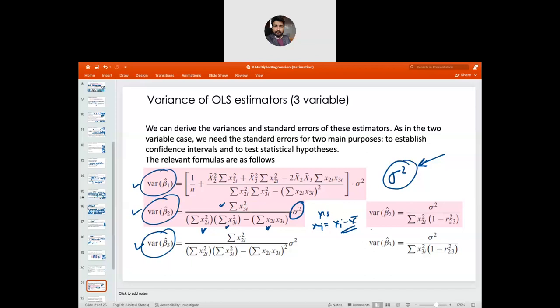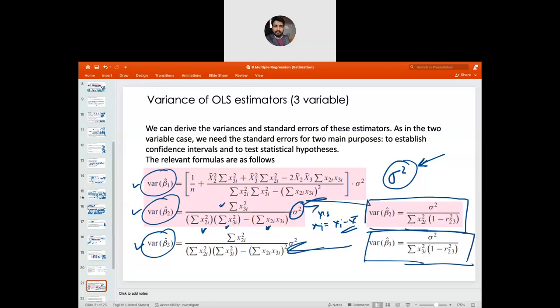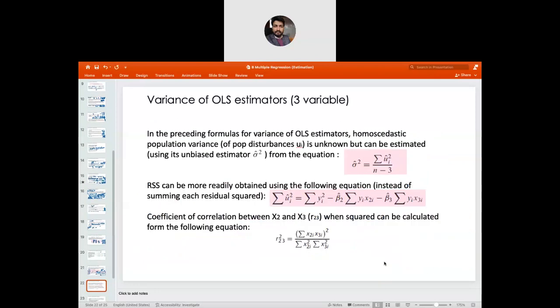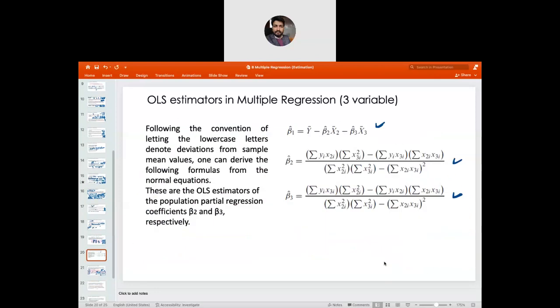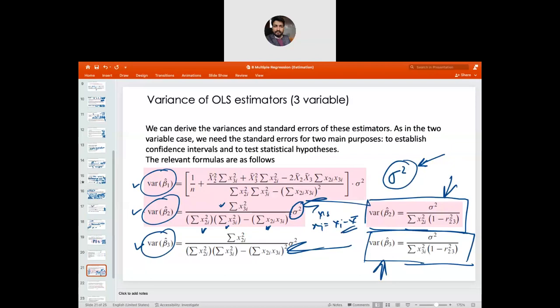This is a simpler formula for the variance of the slope coefficients. It seems very small as compared to these two, right? So we'll see how to get this formula from here later. So let us stop here. We will continue next time from here. If you have any questions, you can ask.